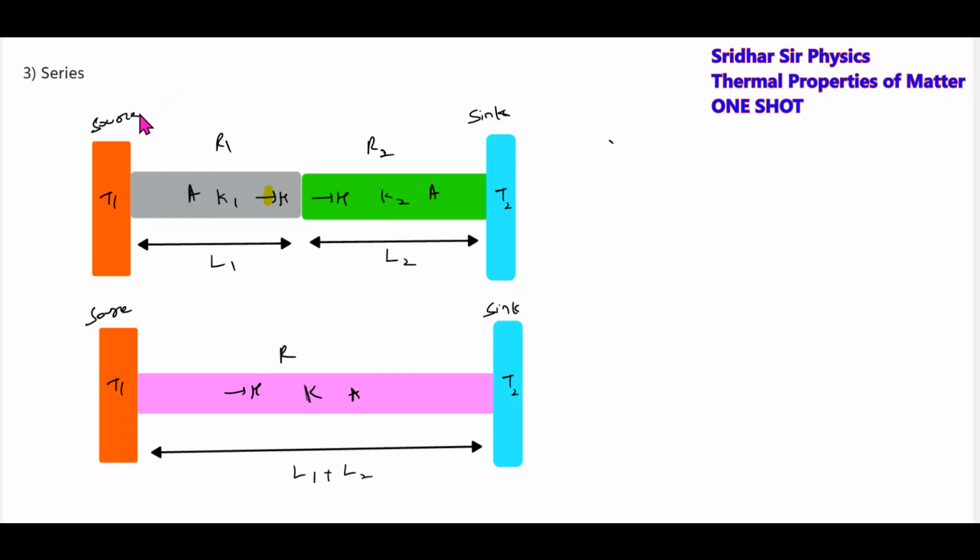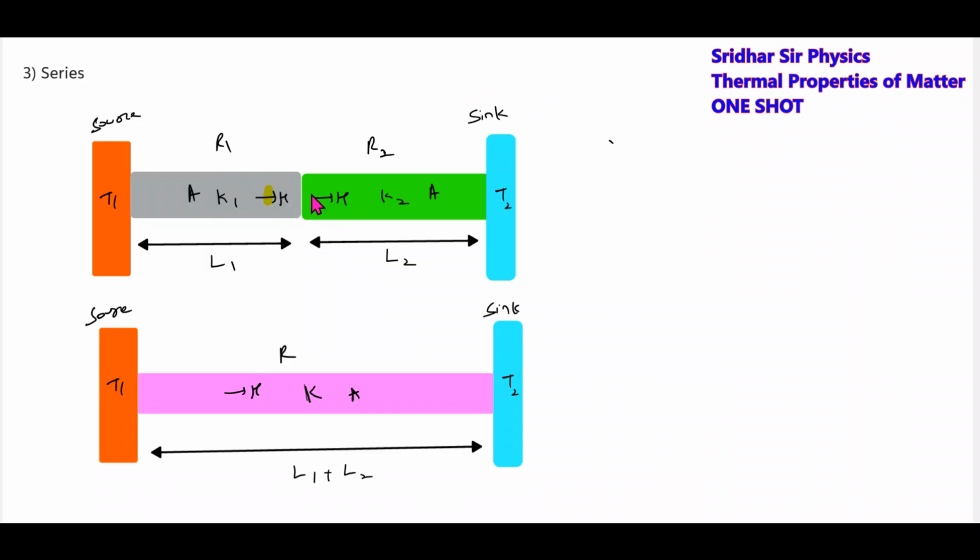What do you mean by source? It will supply heat, but its temperature will not decrease. What is the sink? It will absorb heat, but its temperature will not increase. T1, T2. This will be a candle flame, and this will be some water bath, a large amount of water. So though it absorbs heat, the temperature will not increase here. Once again, I'll repeat: source means it supplies heat, temperature will not decrease; sink means it absorbs heat, temperature will not increase.